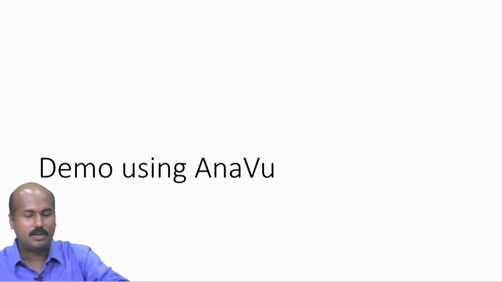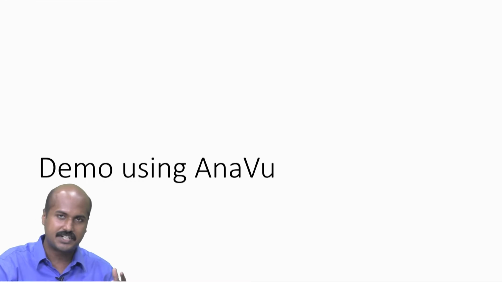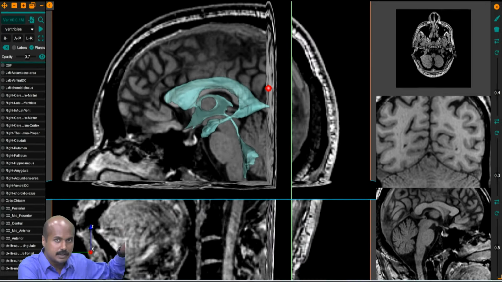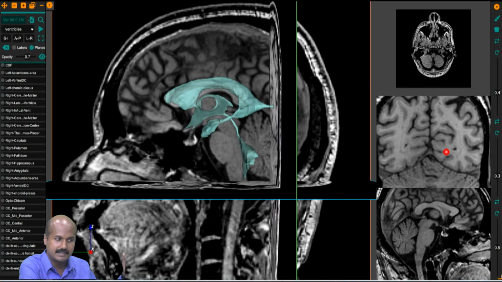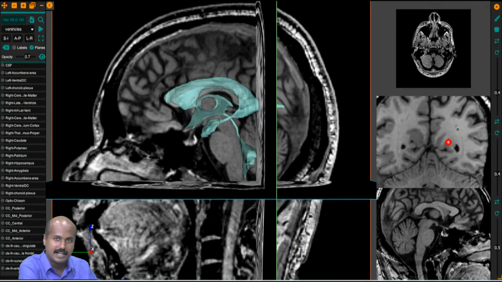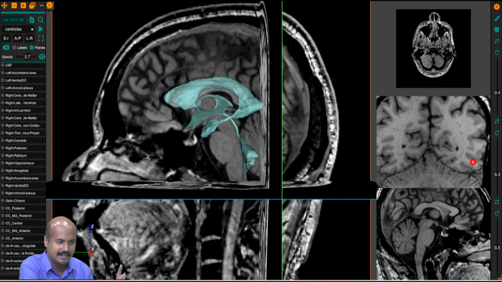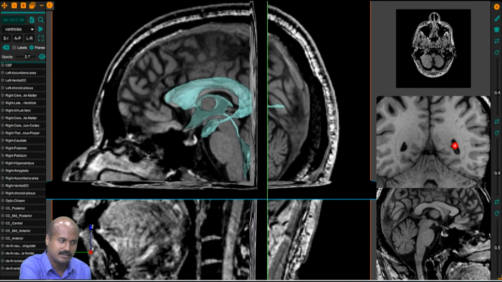Now we will see these structures in a 3D rendition in the AnaView tool. Now you are seeing the AnaView tool. As I mentioned in the previous video, in this tool you are seeing a 3D viewport in the center, and on the right side of the screen you are seeing the three canonical planes. You can move your mouse there and scroll front or back to see the different structures. As you can see here, you can see the ventricular cavity. My mouse cursor is now pointing on the ventricular cavity. So you can move like that.